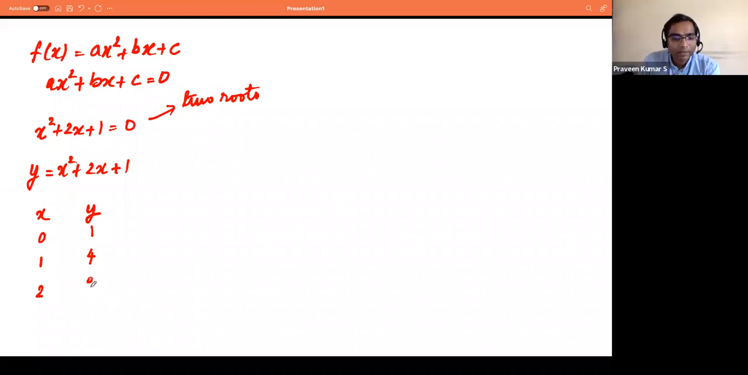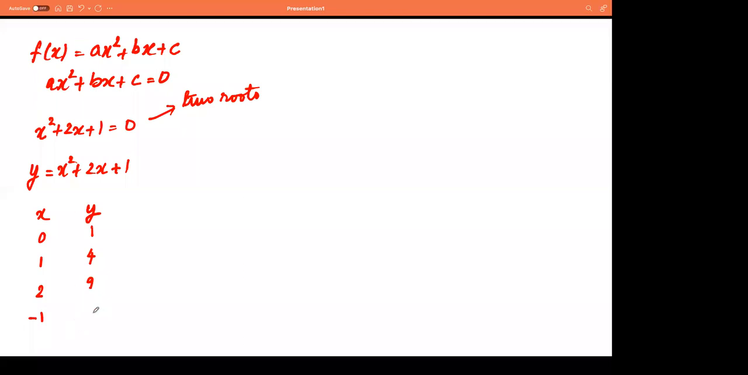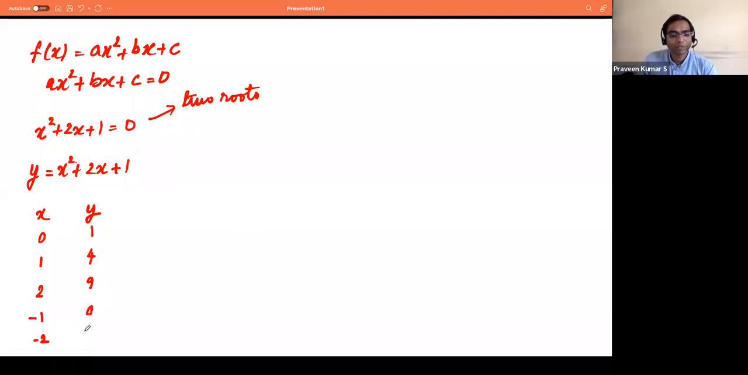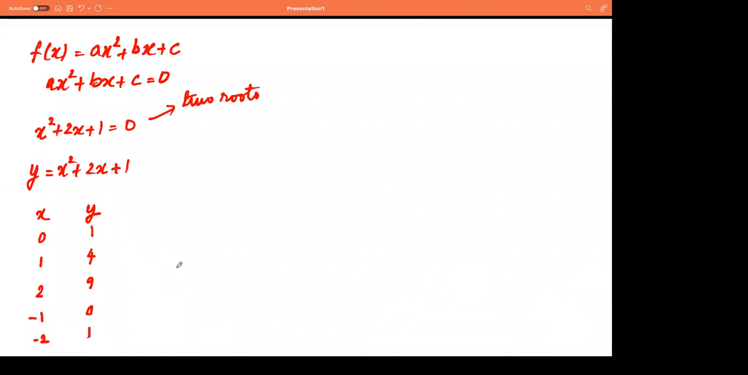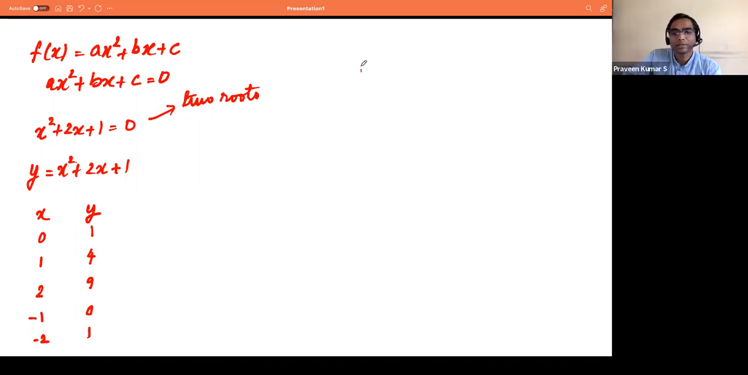Yes, 9. If you substitute x is equal to minus 1, then you will get 0. If you substitute x is equal to minus 2, you again get 1. So let's plot these points.